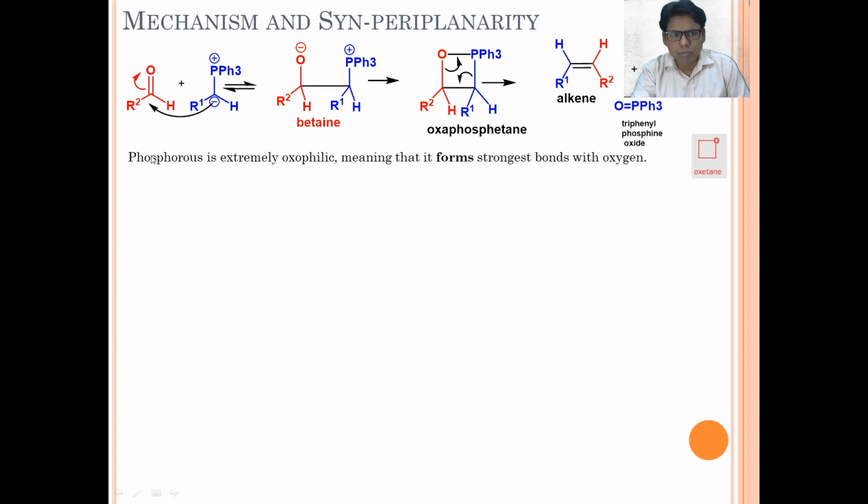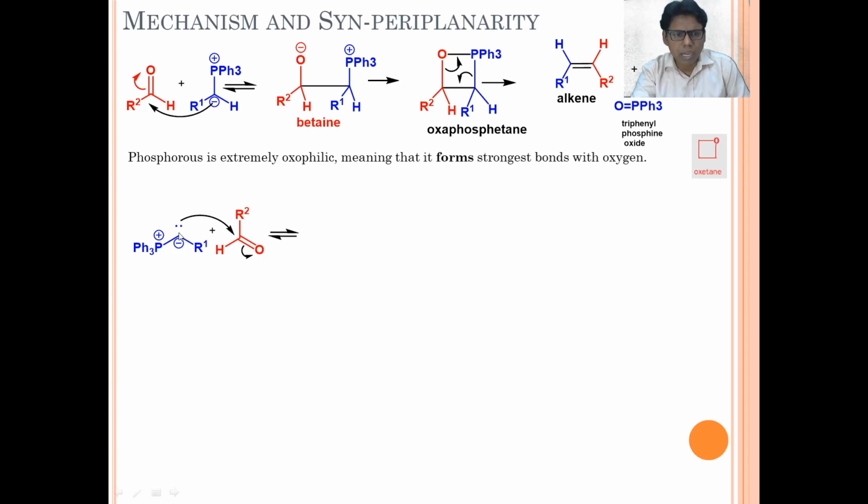Here I have mentioned phosphorus is highly oxophilic. That means it forms strongest bond with oxygen. And in fact, this is the driving force behind this opening of this molecule. The reason being, this is one of the strongest double bonds having 575 kilojoule per mole of energy. So let's talk about syn periplanarity.